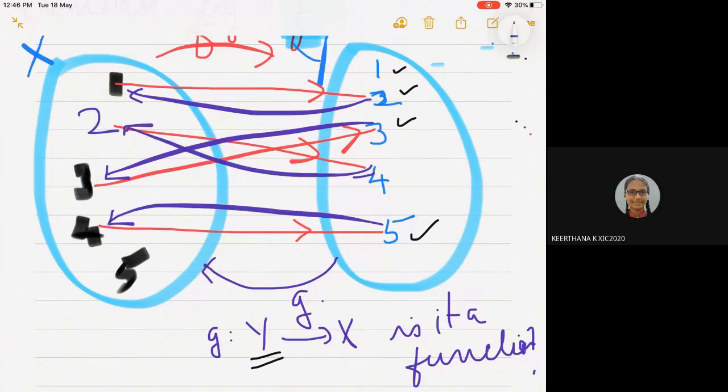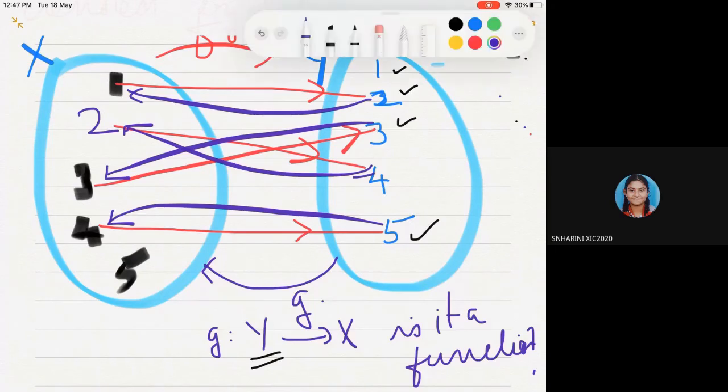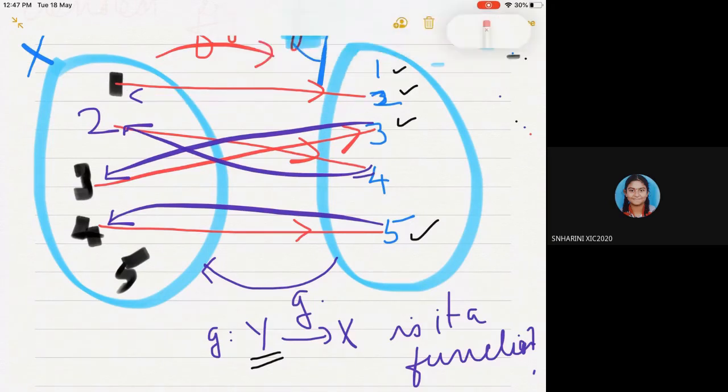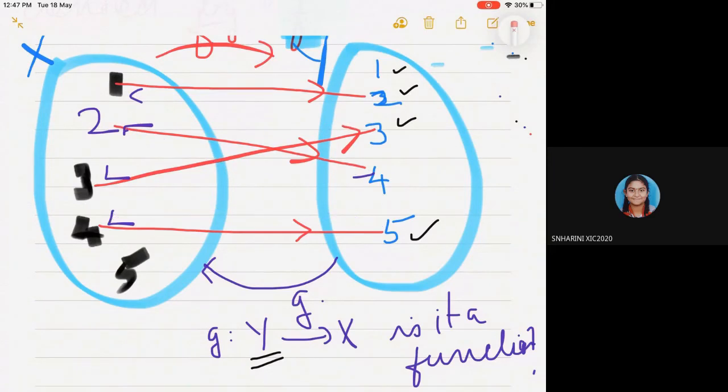Is it a function? Now is G a function from y to x? Why is it not a function? Ma'am, because not every element is attached. Still 1 does not have an image. That condition is not satisfied. Which element does not have an image? Ma'am, 1. So again the problem comes. Everything depends on your function f. What type of function was your function f?